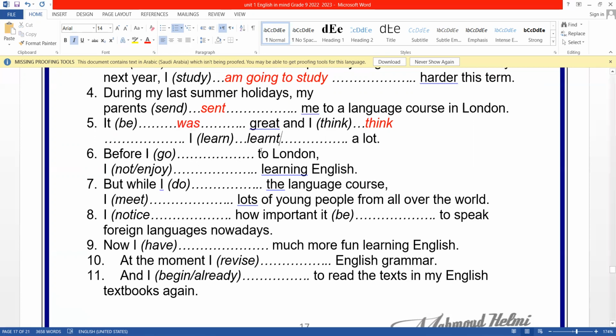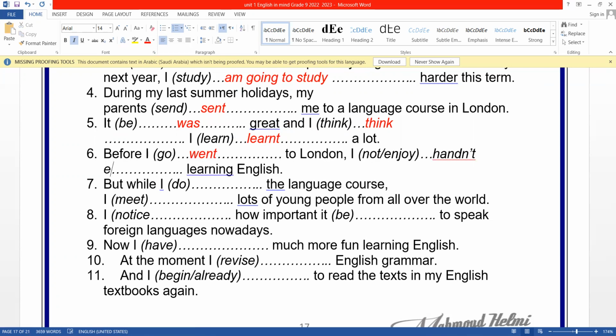The past of learn: learned. Yes. Before I went to London, I did not enjoy learning English. Before is used with past simple and past perfect. So here, before I went to London, I hadn't learned, hadn't enjoyed.